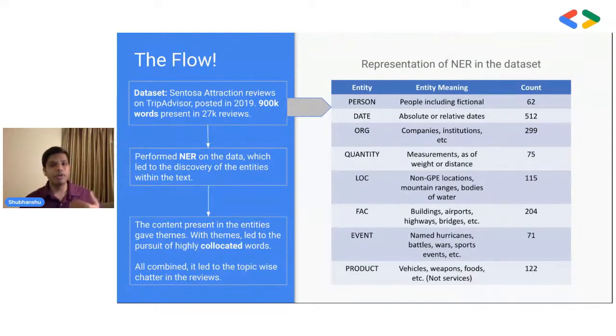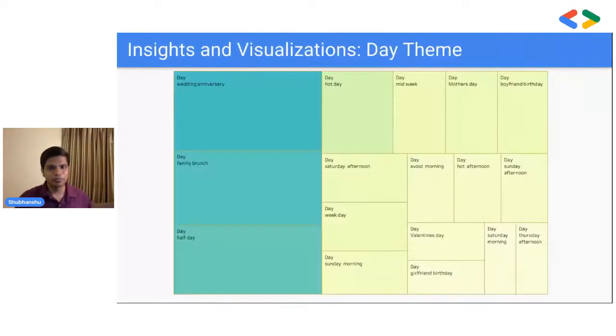For example, if I perform NER on the sentence, I ordered cake for my wife on our anniversary at Sentosa, NER will be able to identify cake as a product entity, wife as a person, Sentosa as a location, and anniversary as an event. Cool, isn't it? So the next step was to implement collocations and extract 2 to 3 words surrounding each entity. That's how we got topics of phrases like kids menu available, celebrate girlfriend birthdays, etc. We'll look at those examples in the upcoming slides.